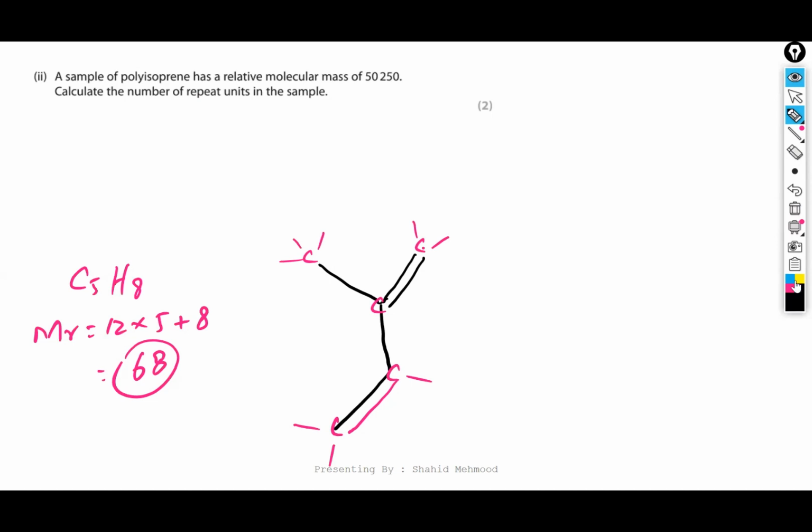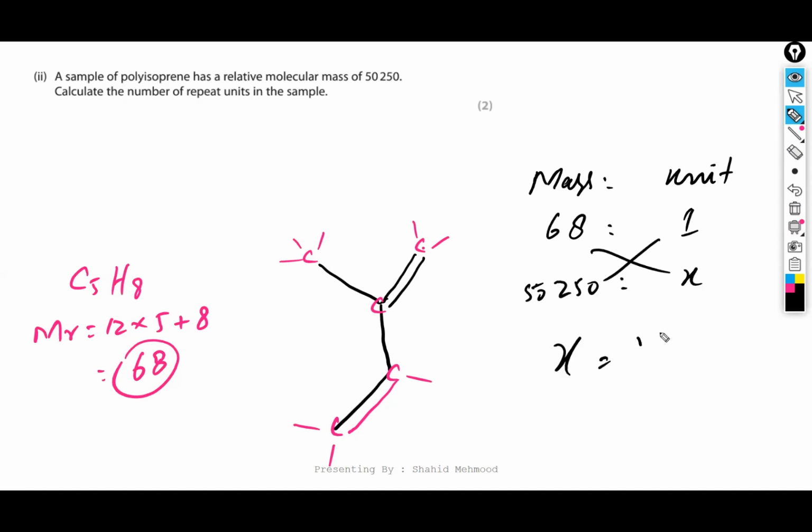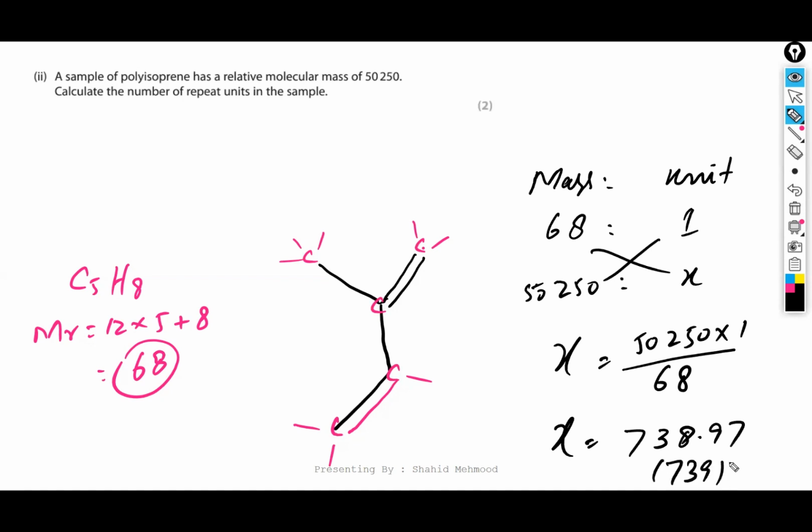So we can say now that the mass to unit ratio will be easier. If the mass is 68, it makes only 1 unit, which is the monomer. So if the mass is 50,250, how many units or monomers will be there? So X is equal to 50,250 times 1 divided by 68. And our answer will be 739.